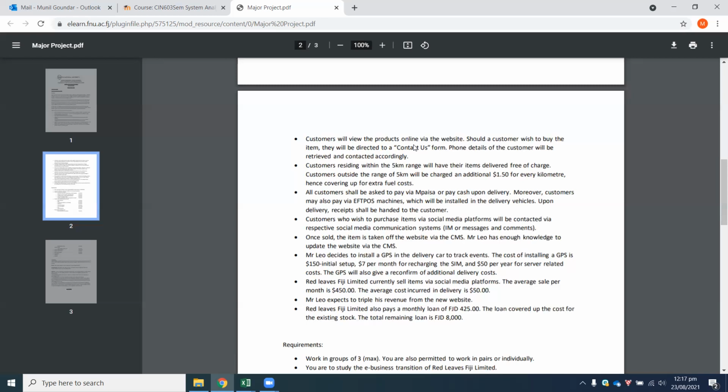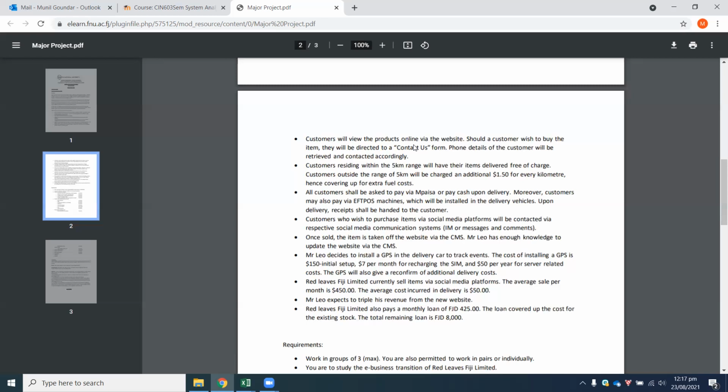So I think this is even better. Moreover, customers may also pay via FPOS machines. Now, this is even better then. So FPOS machines where you can actually process your debit cards. Let's say a customer does not have enough cash on them and they would like to pay via their BSP debit card or even a Visa card, so they can pay it via FPOS machine.